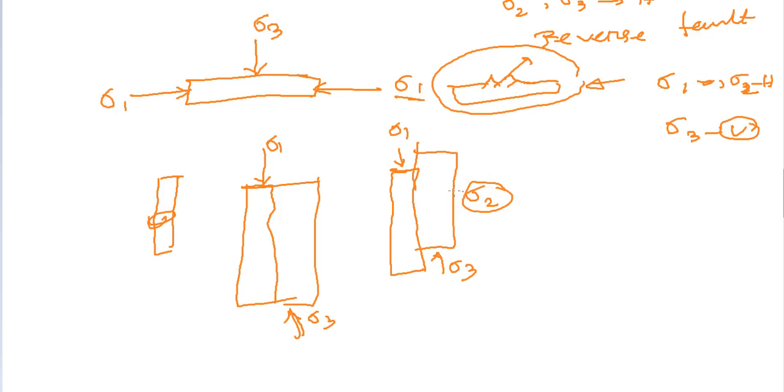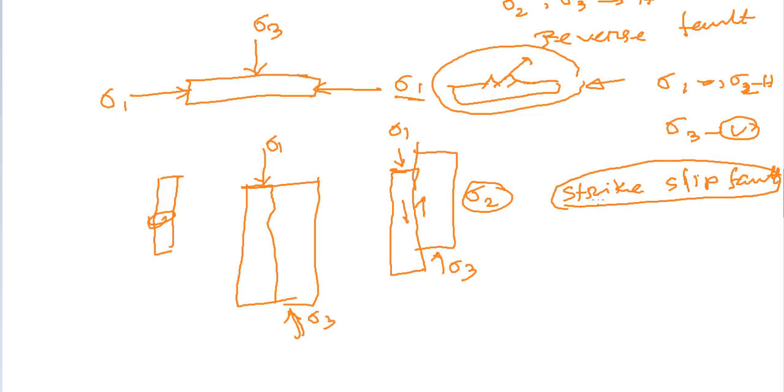So in this kind of fault, this way and that way, right? Yeah, this kind of fault is called strike slip fault. So it's strike slip fault. In case of strike slip fault, sigma 1 and sigma 3 are horizontal and sigma 2 is vertical, right? So different orientations of the principal stresses may result in different kinds of faults here.